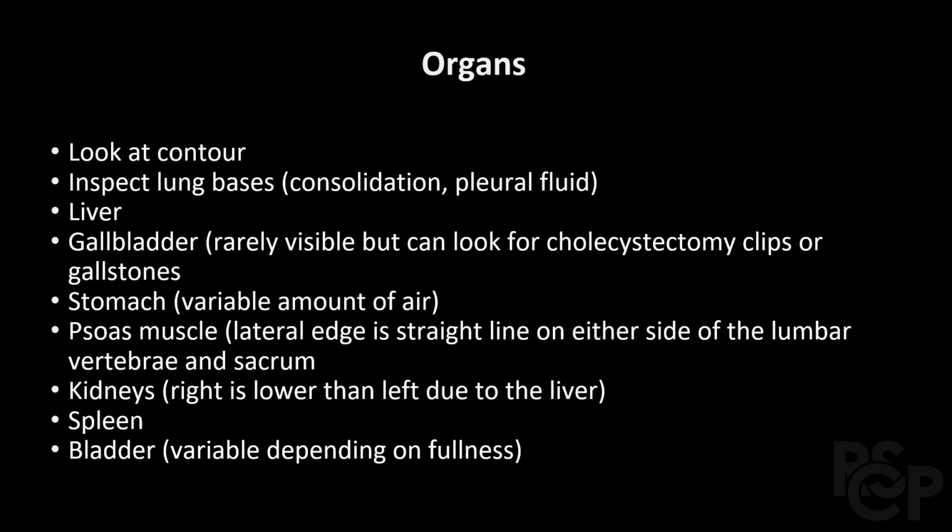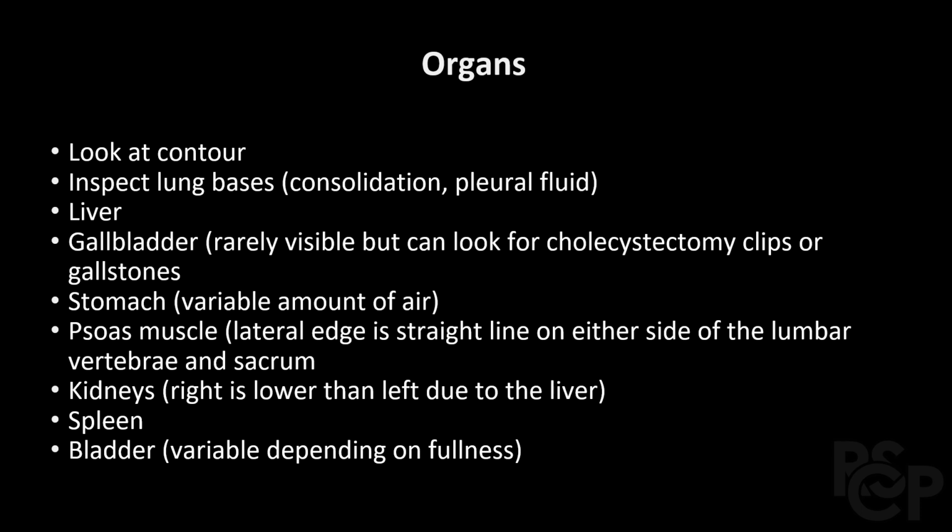So the next part of examining an abdominal X-ray is the organs. You want to make sure to look at the contour of the organ as well as the size. You want to inspect the lung bases, which can show you consolidation or pleural fluid. Organs that you can see are the liver. The gallbladder is rarely visible, but you can look for cholecystectomy clips or gallstones. You can see the stomach, depending on how much air is in the organ.